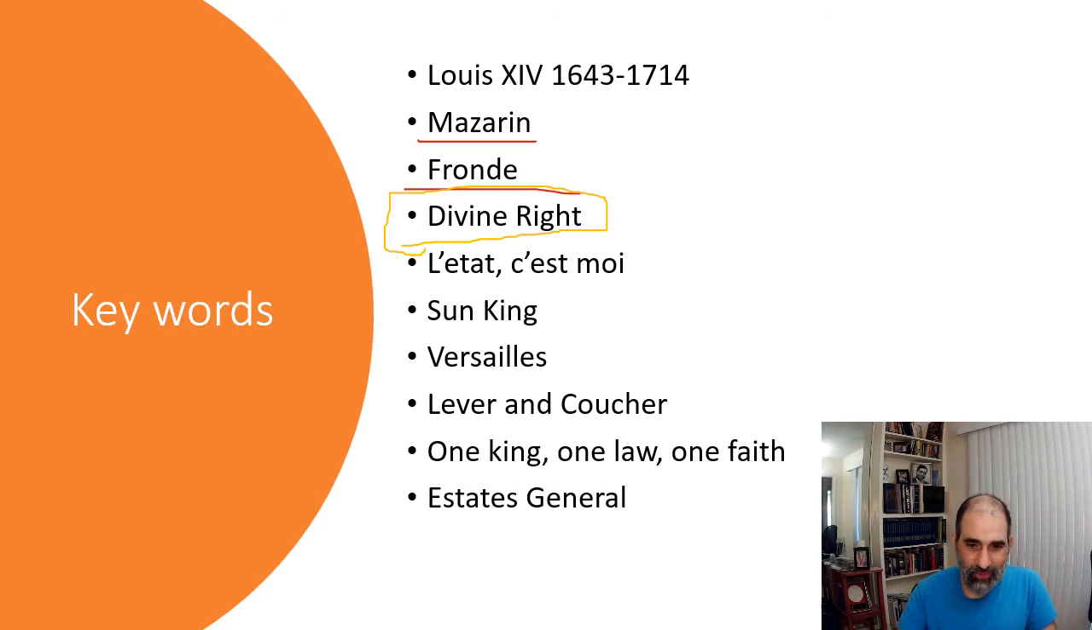These terms, lever and coucher, what are these words and how do they show absolutism? Guys, these were ceremonies. These are French words. Lever means to rise in the morning. Coucher is to go to bed at night. And these were ceremonies that people would go and watch. You would be privileged to be able to go and watch the king get up in the morning and go to bed at night.